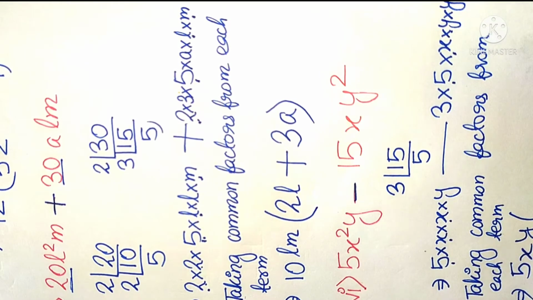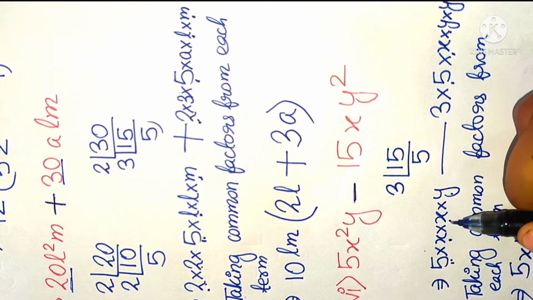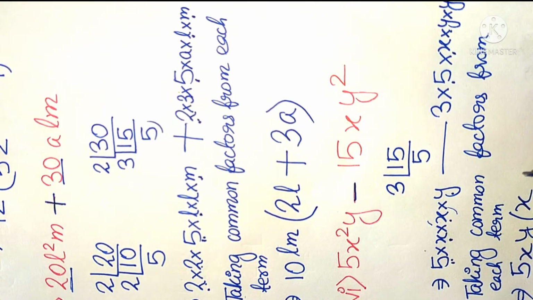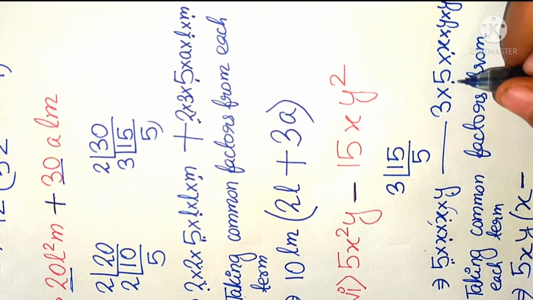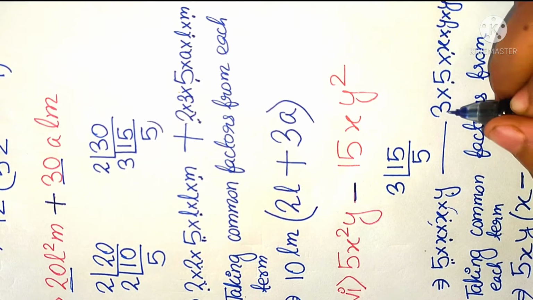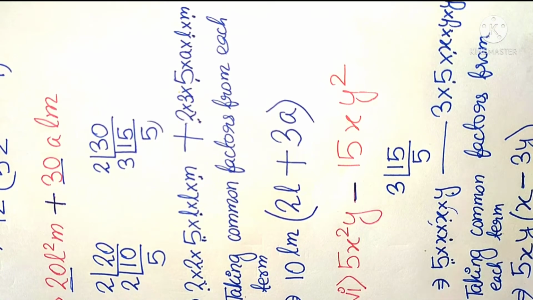Now what we are left with in the first term, as you can see we have taken 5xy, we have taken 5x and y. So we are left with this x. So write this x. Next we have separator minus. Here we have taken 5xy. So we are left with 3y. So write 3y and close the bracket. This is your final answer.